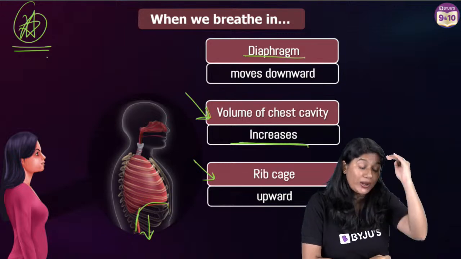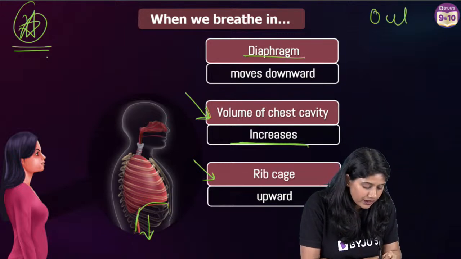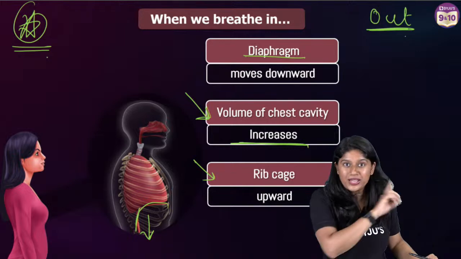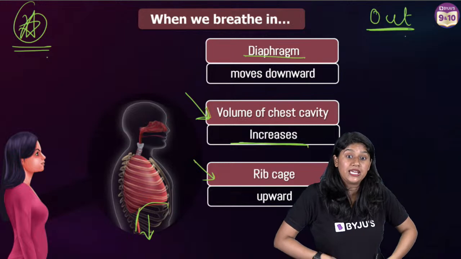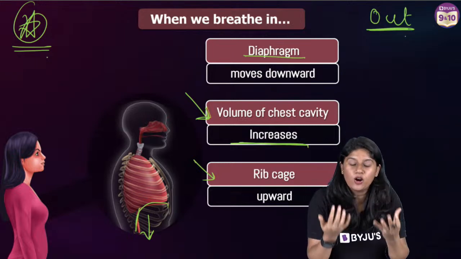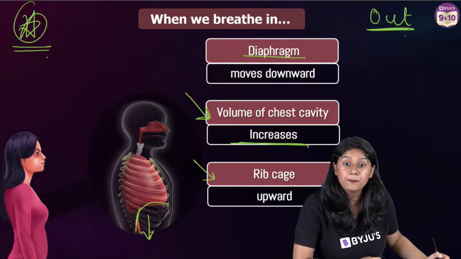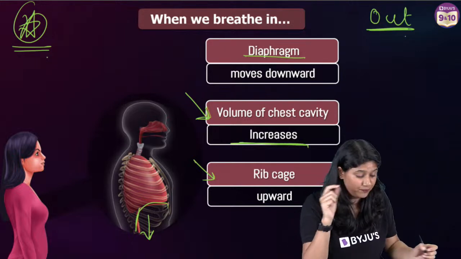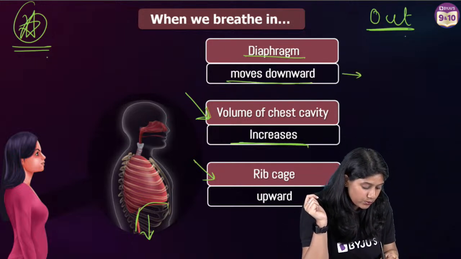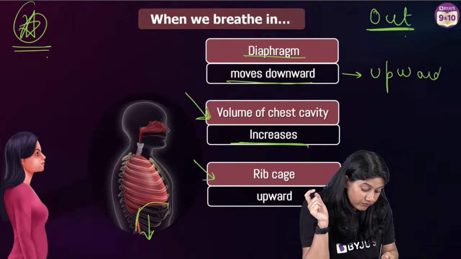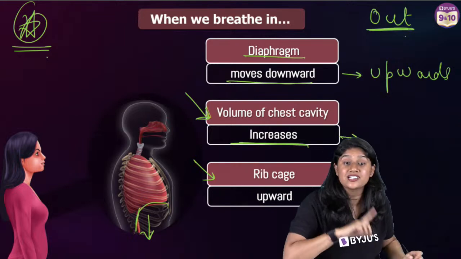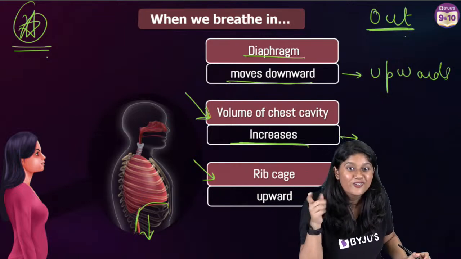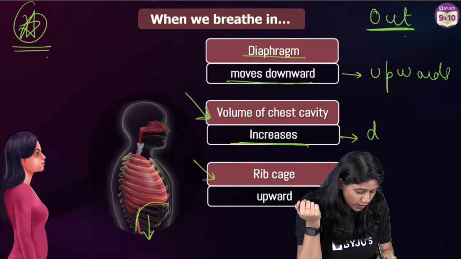See, the diaphragm was going down. In and out, right? So we studied that when we breathe in, the diaphragm is moving down. What will happen when we exhale out? It will move upwards. Everyone, we are comparing. So from moving downwards, it will move upwards. Very good. Then will the volume of the chest increase or decrease? Very good. Yes, the volume of the chest will decrease.